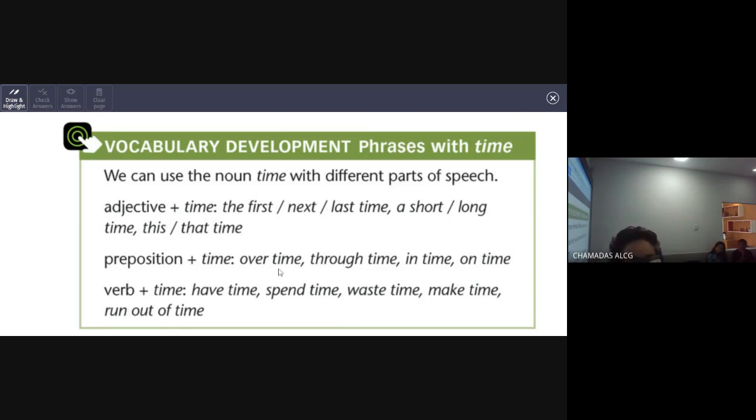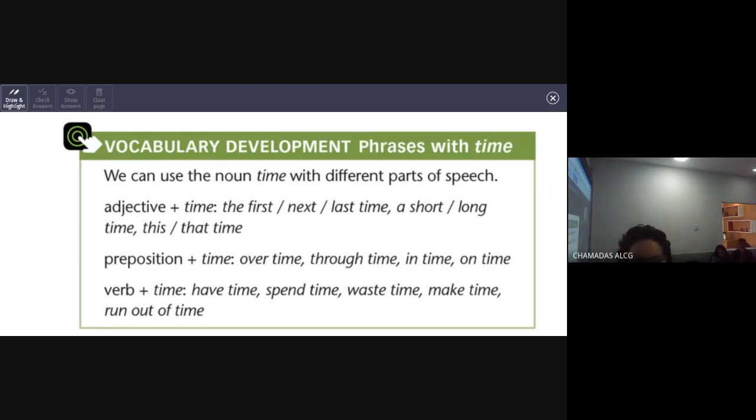And overtime is a different idea, because when I say you're doing this over time, it's like again and again and again and again. So it's a different idea. Let's see in time and on time.